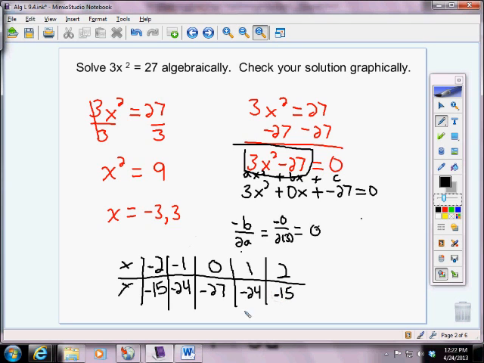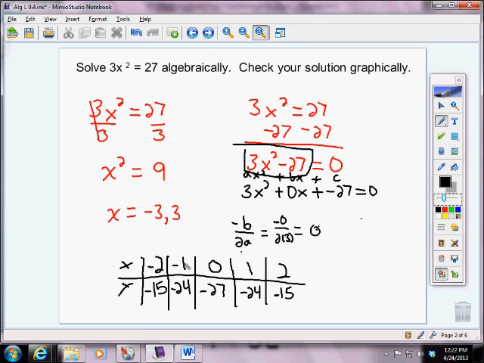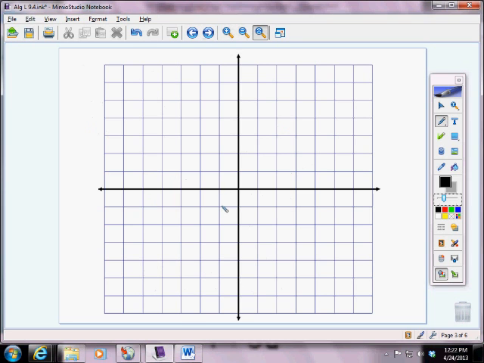Okay, so now let's graph these numbers. Notice my x values are just -2 to 2, so that can go by 1. But these y values probably won't work to go by 1s, so maybe we can go by 5s. We'll make this -5, -10, -15, -20, -25, -30. Again, we're just checking ourselves algebraically.